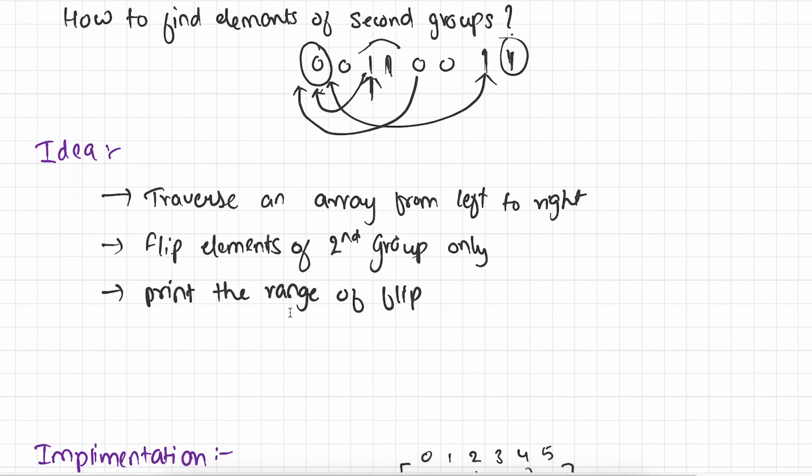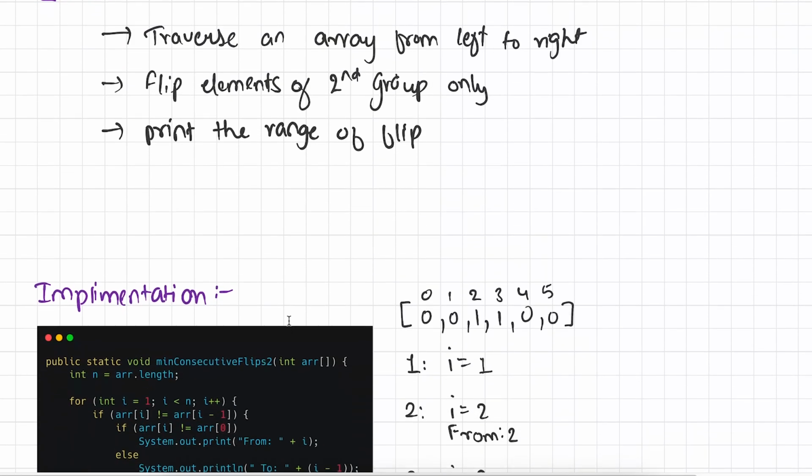So the idea of this efficient approach is pretty simple. We have to traverse the array from left to right, flip the elements of the second group only, and print the range of all the flips. So let's quickly see the implementation of this approach.